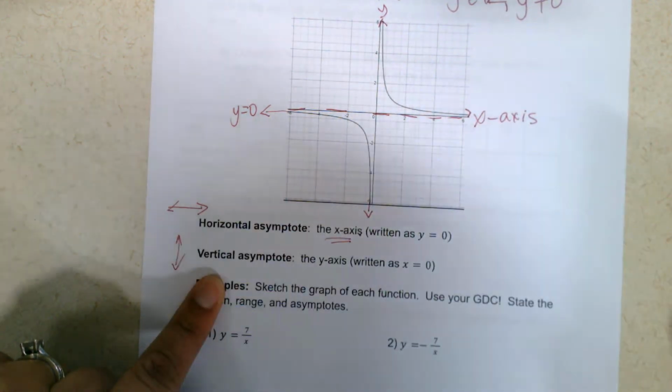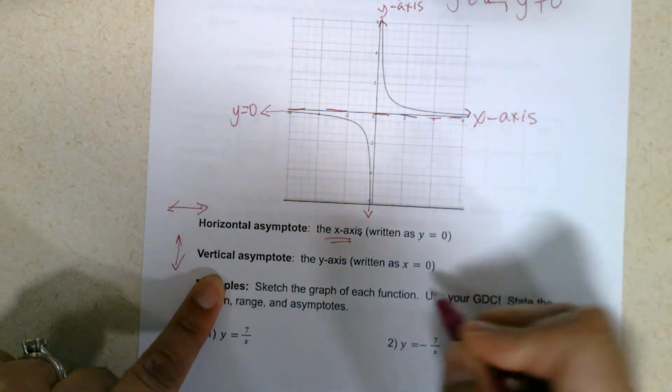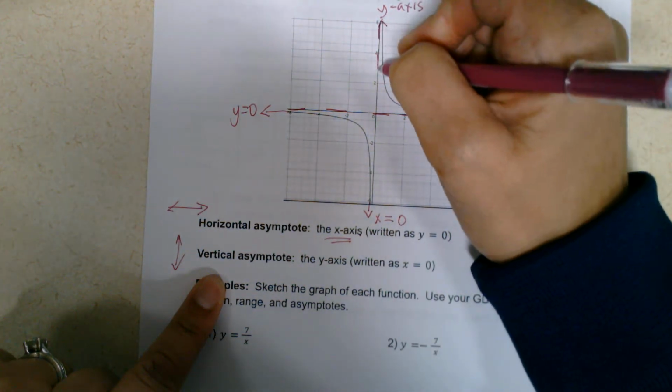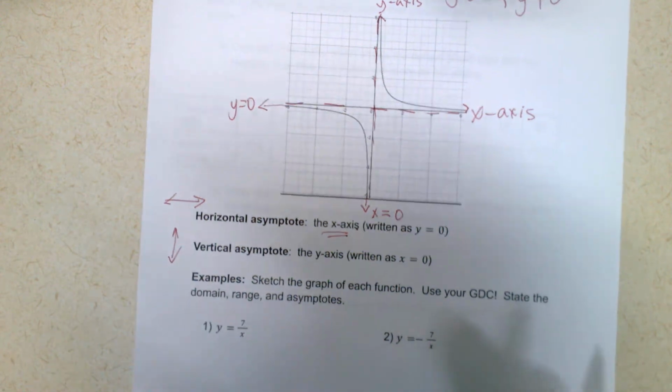Vertical is going up and down. We know it's not going to cross the y-axis. How can we write that as an equation? Well, we can write x equals 0, and that's this axis right here, the y-axis. All right, what do we have to do?